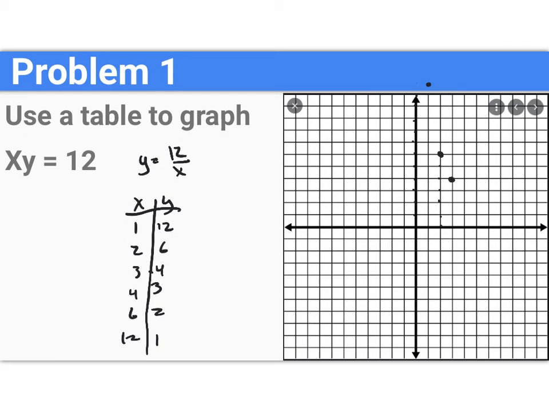4 is at 3. This is almost looking linear for these two dots. 6 is at 2, and 12 is at 1, which is off the chart. So we're coming through something like this. And if I know that the hyperbola makes a mirror image, I know my other one is going to look something like this. And this is what you should see on your calculator if you know how to hit it.